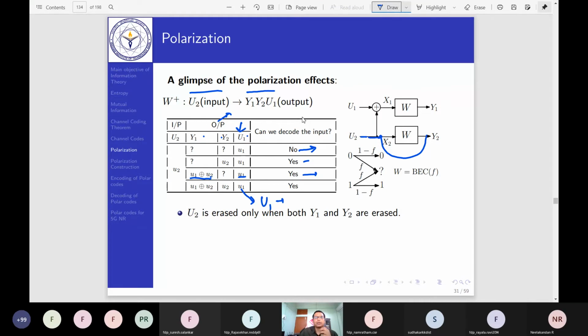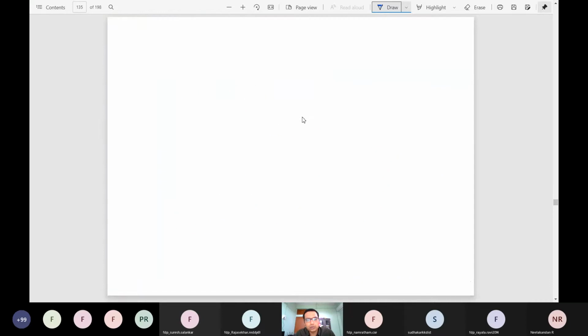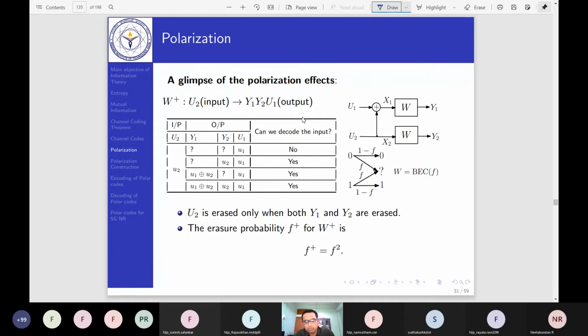So here, U2 is erased for this channel only when both Y1 and Y2 are erased. So the erasure probability will be equal to F square. F plus is the erasure probability for W plus, so F plus will be equal to F square. This is a binary erasure channel with erasure probability F square.